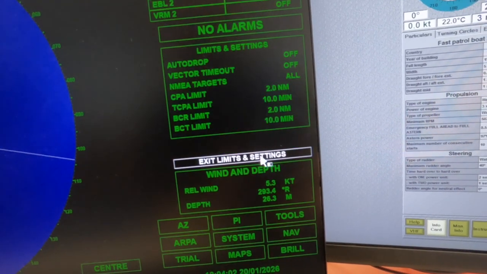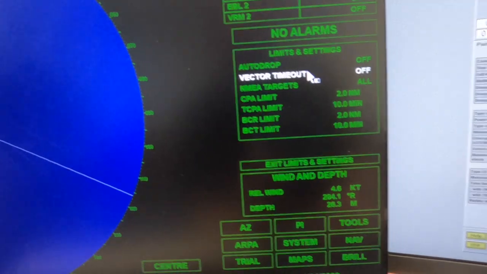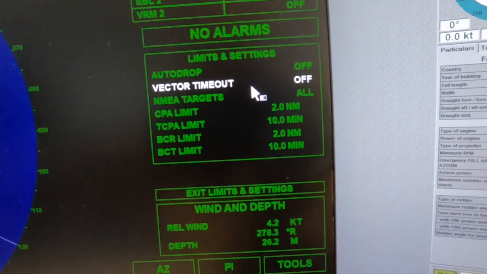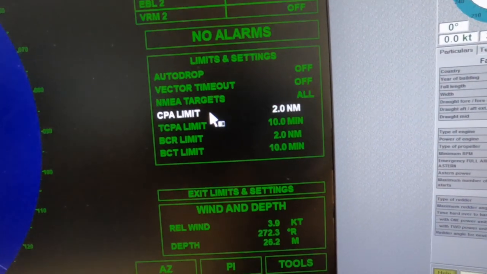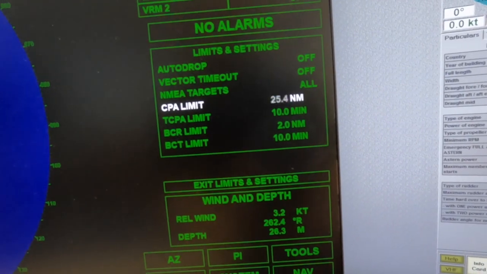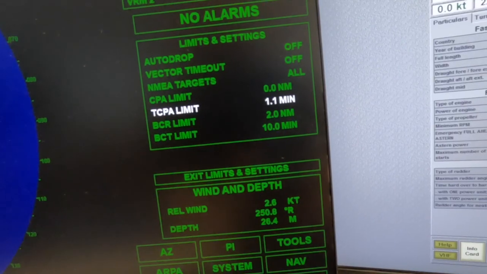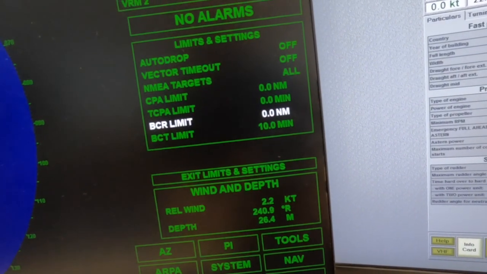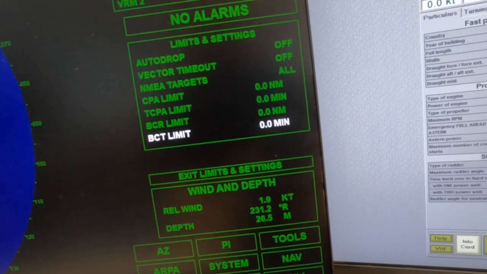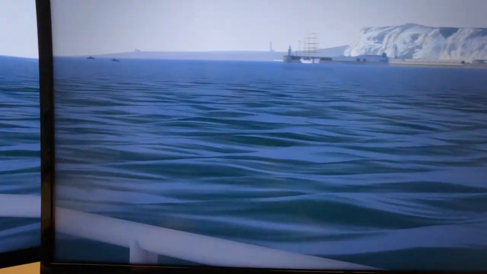So we can cancel the targets, and we can look at limits and settings. So under limits and settings, we can decide what the CPA limit, TCPA limit, and the other limits are. I've put these all down to 0 just for this exercise. Otherwise, every time you look at something, the alarm goes off and it beeps, and it's quite difficult to explain. Obviously, if you're further out at sea, you want to put these limits higher up, so you can choose the limits of the alarms going off.